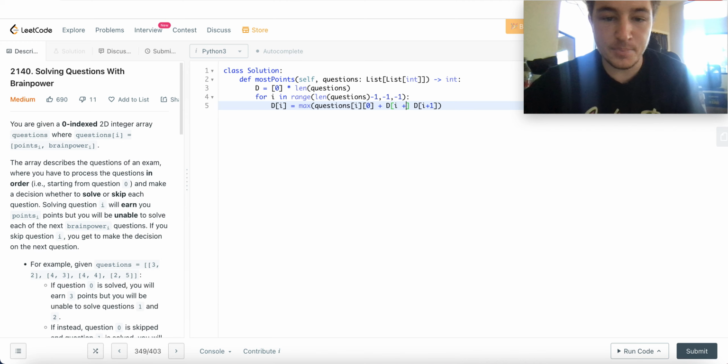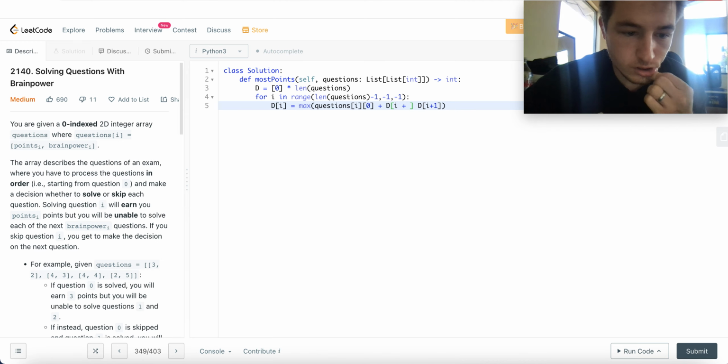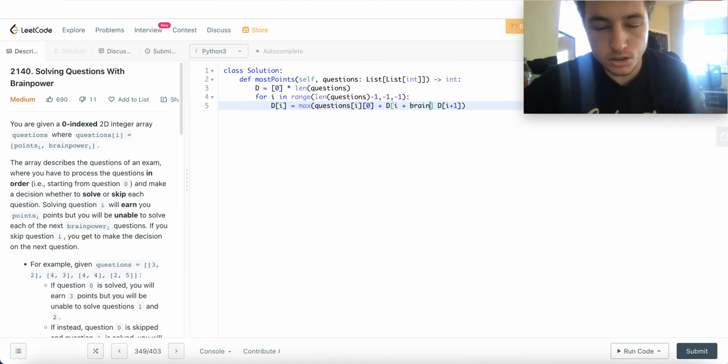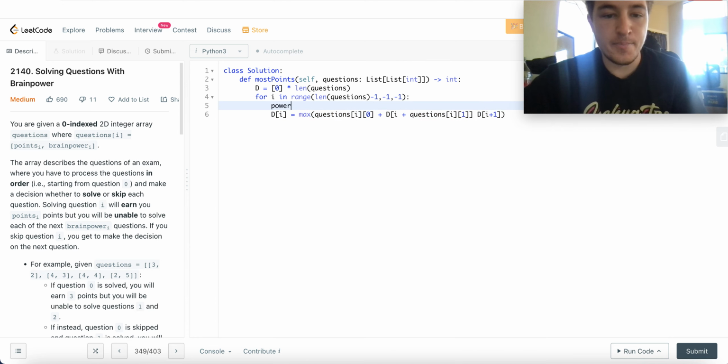Plus D at I plus questions I1, because that would be the Brainpower value. Let's just do this so it's a little clearer. So the points of I, and the Brainpower of I equals questions at I. That way it's a little bit clearer what we're writing here.